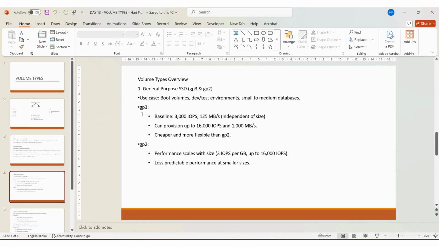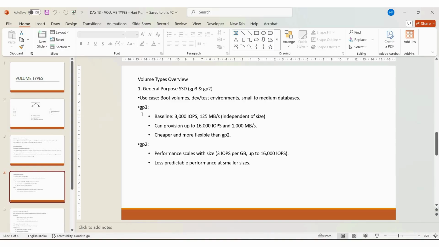Low latency is there, and interactive applications. Low latency is like internet speed: the data transfers very fast. Interactive applications are like Facebook, WhatsApp, Instagram, with many images and messages also stored. Development and testing environment is also a use case. In GP2, durability is 99.8 to 99.9%.